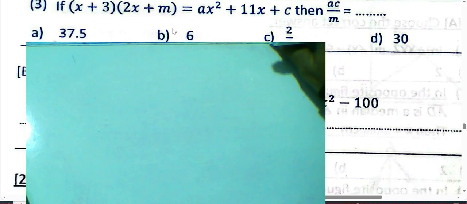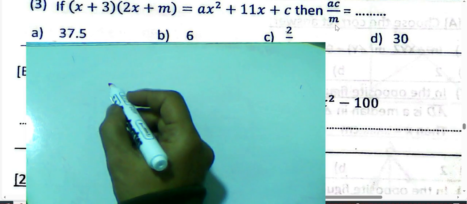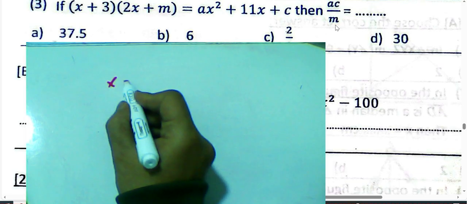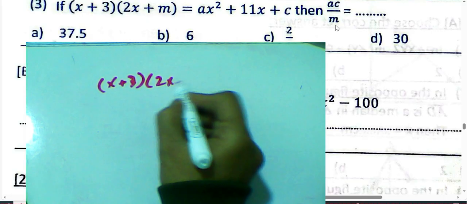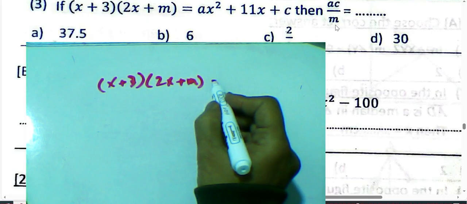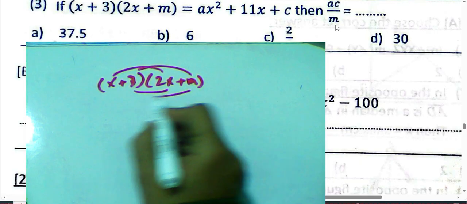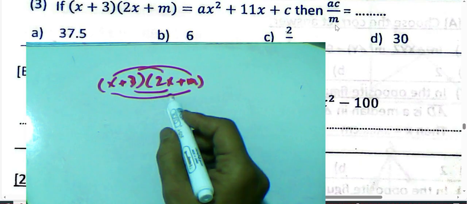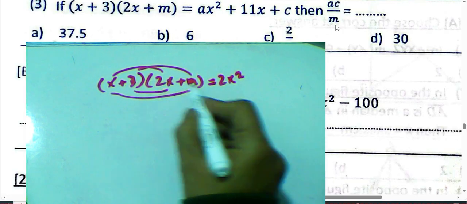Next question. We have x plus 3 times 2x plus m equals ax power 2 plus 11x plus c, then ac over m equals. Okay, this expression we can simplify. Look with me here, x plus 3 times 2x plus m. We can factorize this or use the distributive property to find the result. First by first and second by second. First by first will be 2x power 2 and second by second will be 3m.